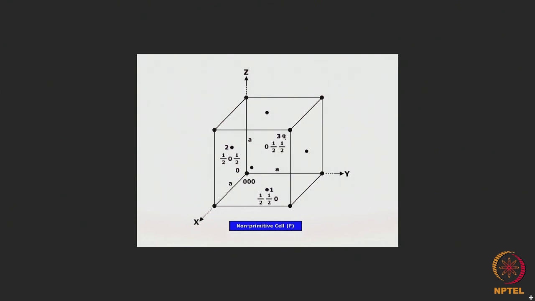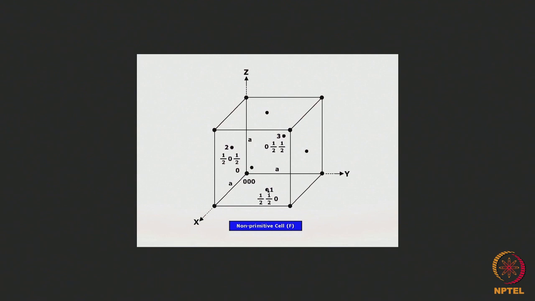And what are their coordinates? Now, if you want to reach this point 1 from the origin, you have to move half the lattice parameter along X, then half the lattice parameter along Y, and then not move at all along Z. So, the fractional coordinates of the point 1 are half, half, 0.